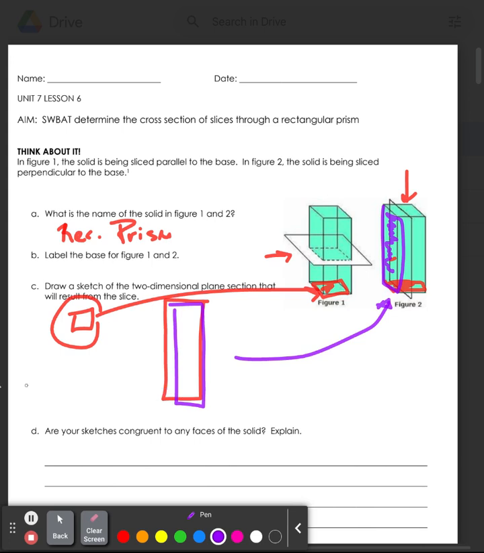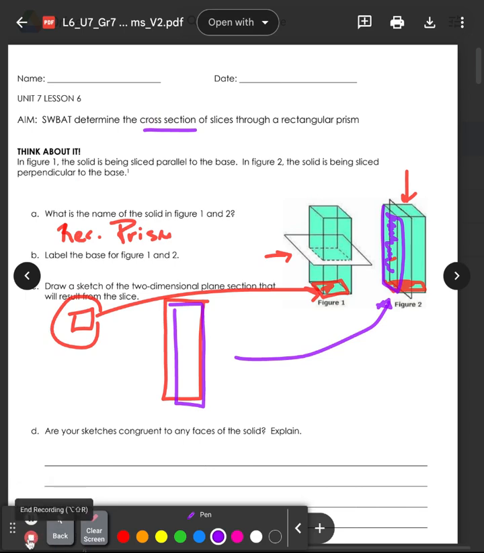All right. So today we're going to be dealing with slicing or finding cross sections. That's what the slices are called. Cross sections of a rectangular prism. All right. Let's get going with today's lesson.